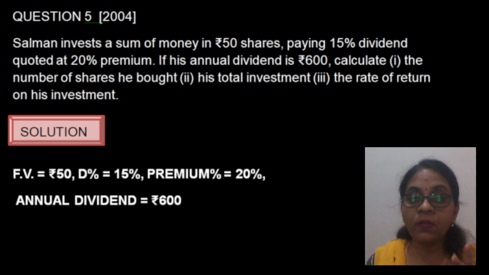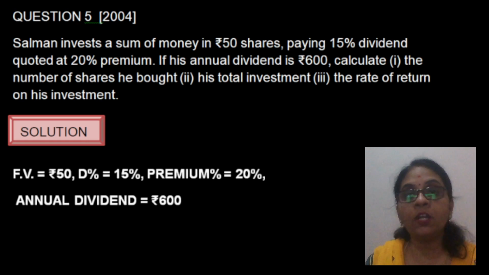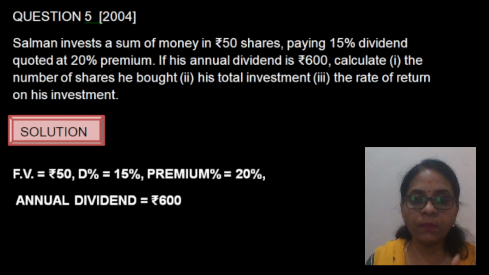See children, observe, it's the second time in these 5 questions that we have picked where the premium is given as a percentage. So it's important to know how to change the premium percentage to value. Annual income is 600, given as dividend, and you're asked to find the number of shares, his total investment and the rate of return on his investment.